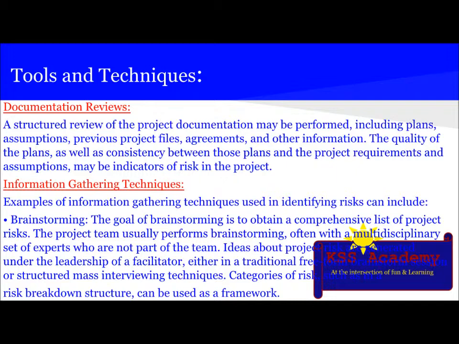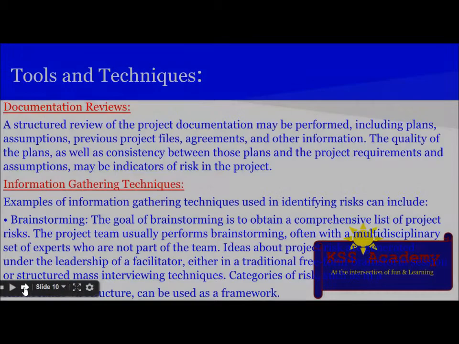The next tool and technique is information gathering techniques, and examples of information gathering techniques used to identify risk can include brainstorming, and the goal of brainstorming is to obtain a comprehensive list of project risks. The project team usually performs brainstorming, often with a multidisciplinary set of experts who are not part of the team. Ideas about project risks are generated under the leadership of a facilitator, either in a traditional free-form brainstorm session or structured mass interviewing techniques. Categories of risks, such as in a risk breakdown structure, can be used as a framework.